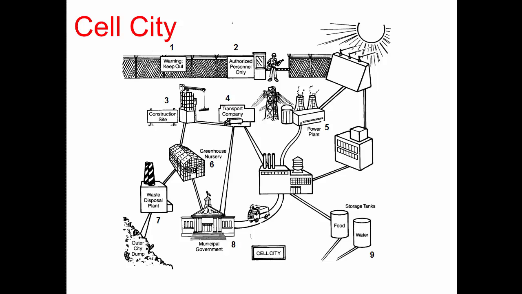It's the mitochondria. Yep, mitochondria, number 5. That's the mitochondria, the powerhouse of the cell. It is where the energy the cell needs will come from. Good, Sam. Number 6 is the greenhouse nursery, where they're growing the food for this city.